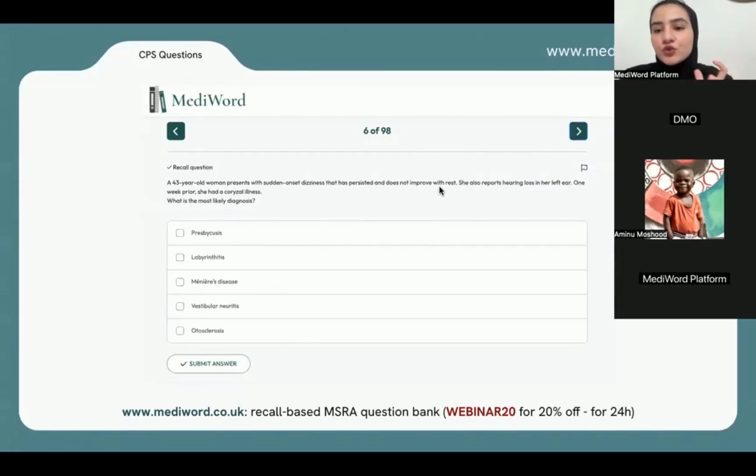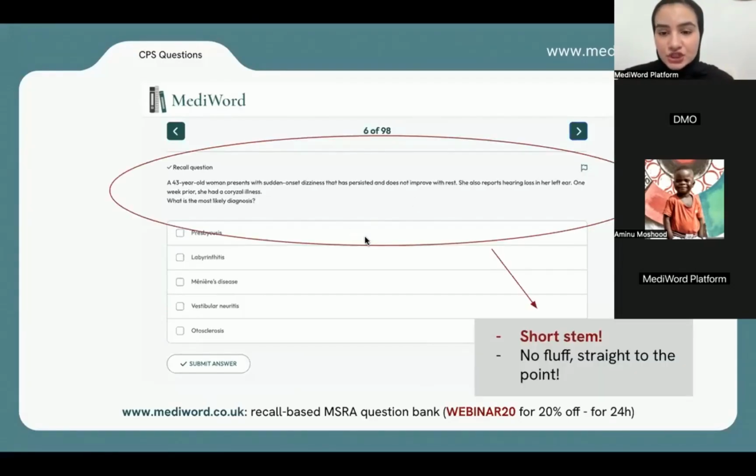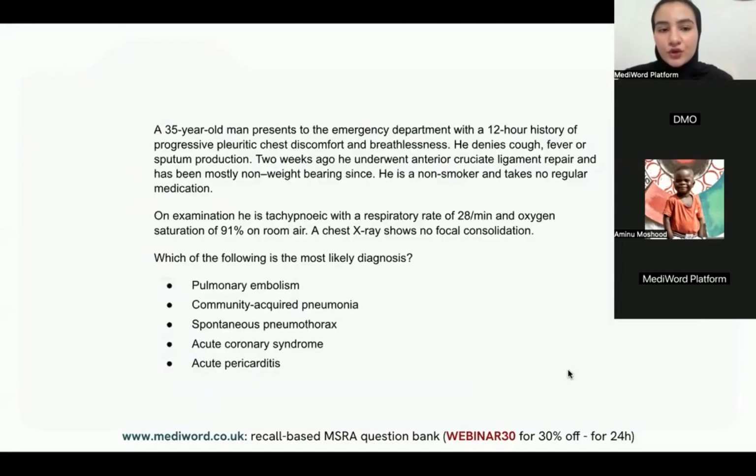So when you're studying clinical conditions, it's more important that you learn the buzzwords and how to differentiate conditions from each other, rather than focusing on learning secondary care management that wouldn't come up in the exam, since the MSRA, as we all know, focuses on GP-based conditions. So a very short stem with no fluff.